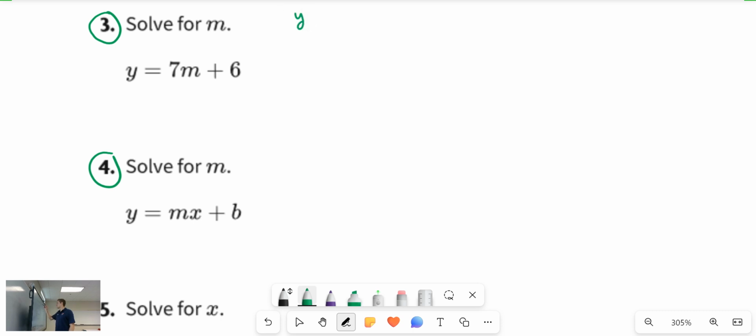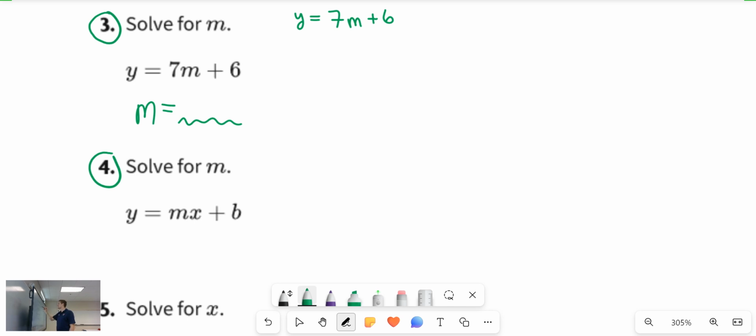We'll just copy it down so we have more space. y equals 7m plus 6. And solving for m when we have two unknowns, or two variables, just means make it so that we have m equals something here. But we don't know what that something is. But as long as we have m equals something, and we do all legal math things, this is going to work. So solve for m.